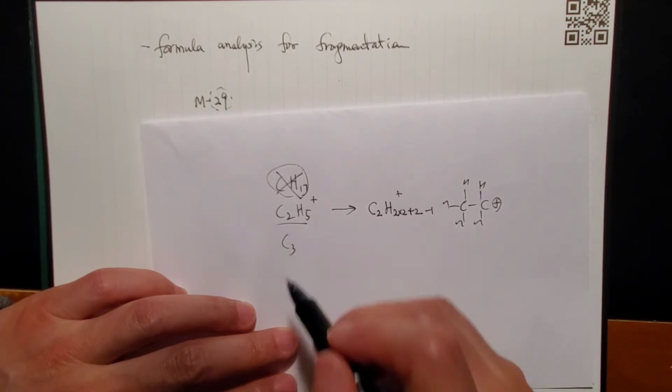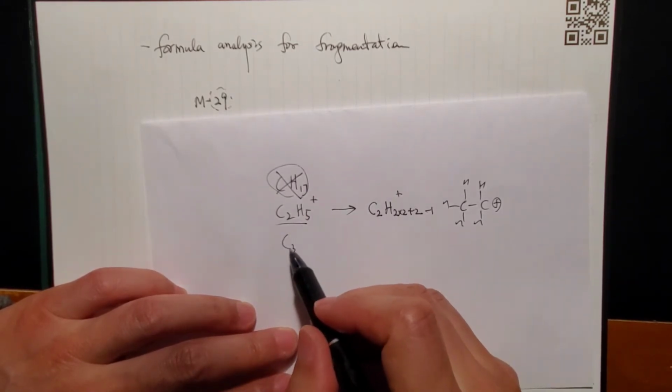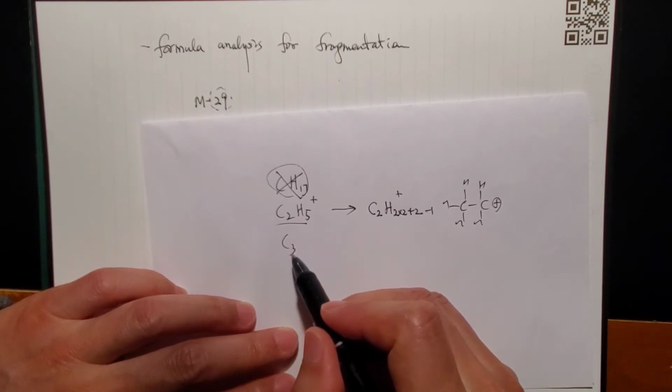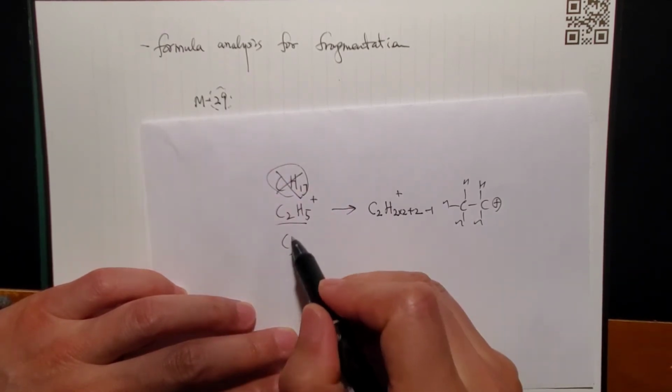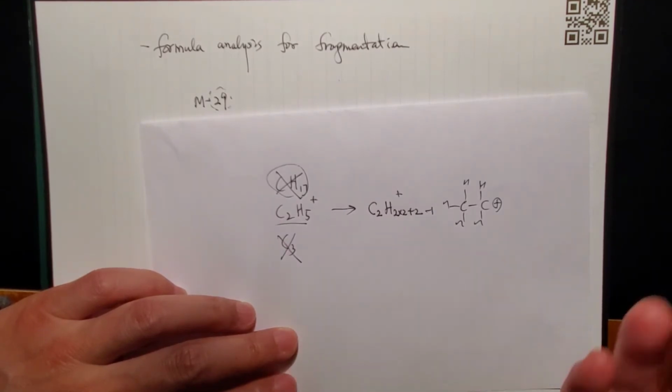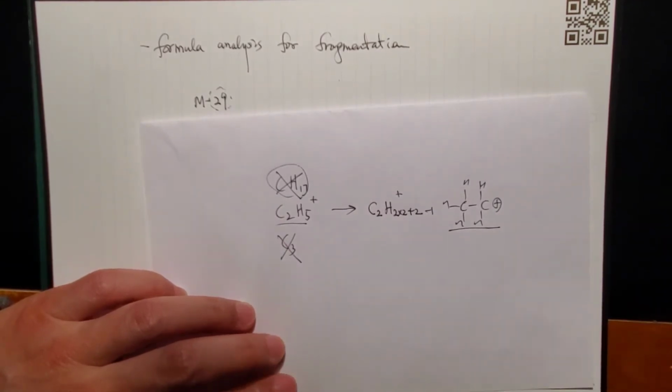Can it be a 3 carbon loss? When it's a 3 carbon loss, it's already 36. 12 times 3 is 36, more than 29. So it's not good. So we know what we lost is a CH3 and a CH2. So as you can see, the skill we practiced with formula analysis in the previous video is very crucial.